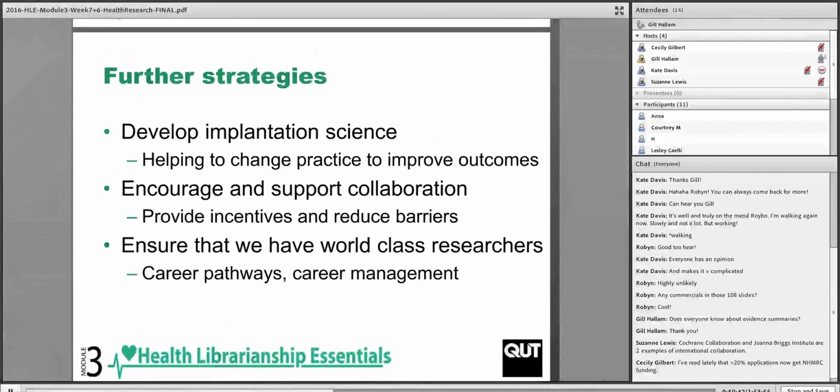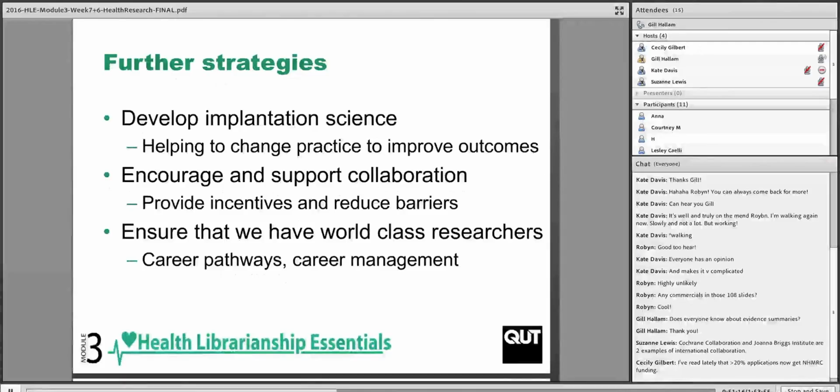Other strategies include looking at medical devices. It's expected that that's going to change a lot of practice, which will improve health outcomes for individuals. Also encouraging collaboration by providing incentives and reducing barriers, and ensuring that the career pathway is managed in a better way to be sustainable, to attract high quality researchers and ensure that they see it as a career and not just a project-based activity, where when funding is lost, their career goes down the drain as well.